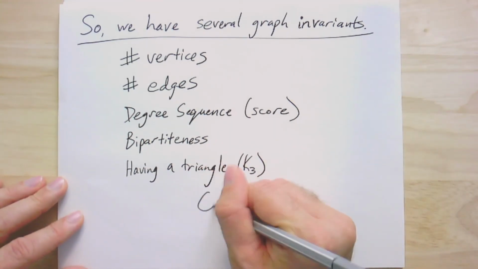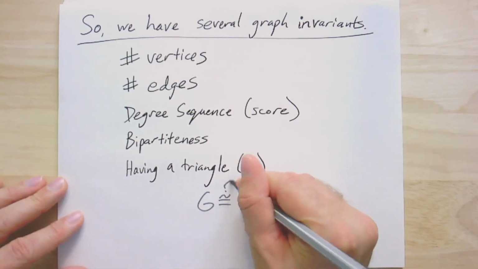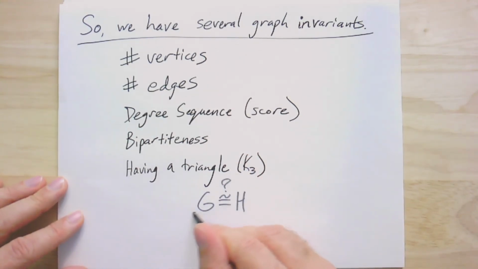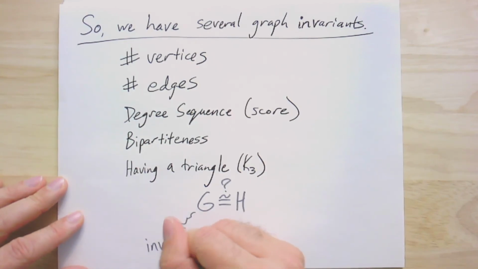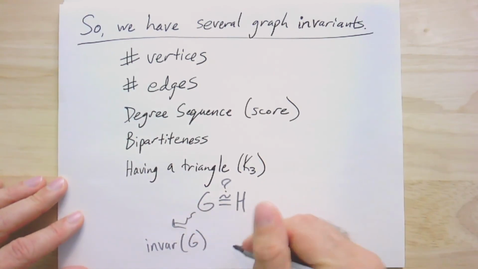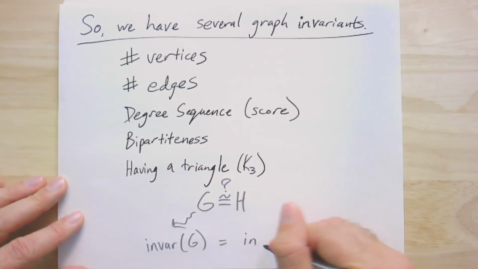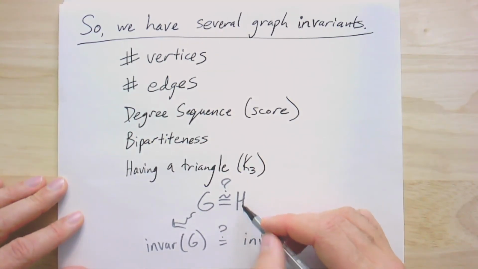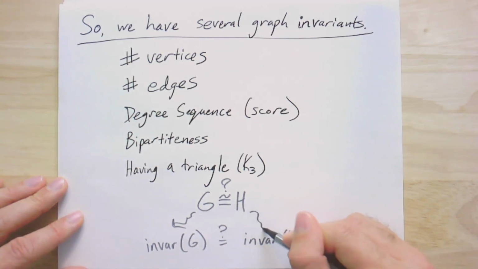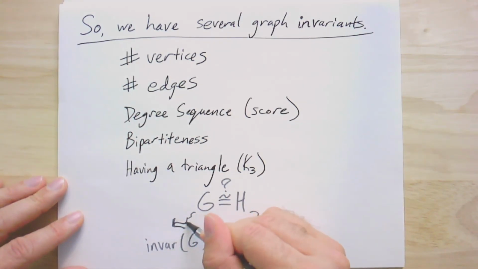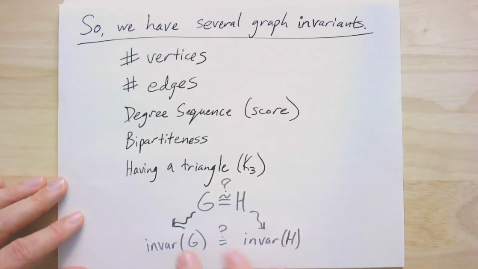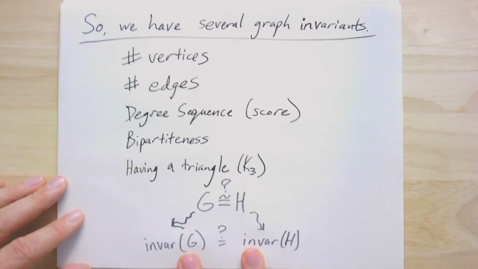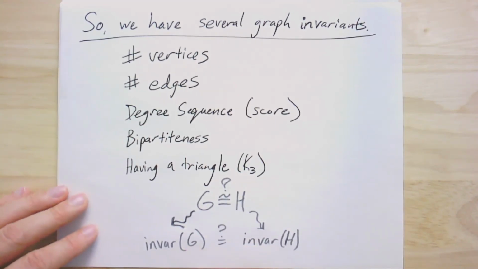The setup is almost always the same. I have G and H, and I want to know, is this true? So I turn to my invariant, whatever it might be. I have some invariant of G and some invariant of H. And if it comes out that they're not equal, then I know they are not isomorphic. If it comes out that they are equal, I actually don't get any information. It helps me not at all. So if I compute the invariants and they're the same, I really don't learn much. But if I compute the invariants and they're different, then I know that they're not isomorphic.